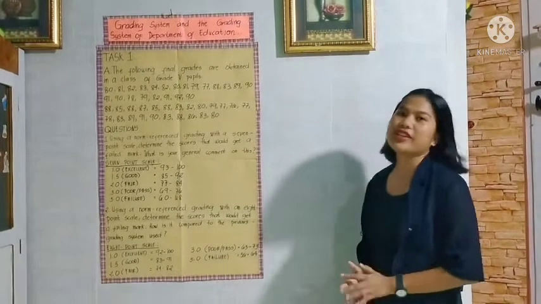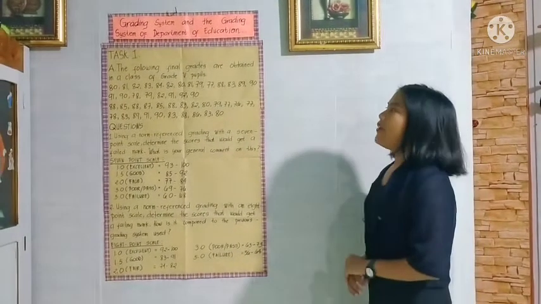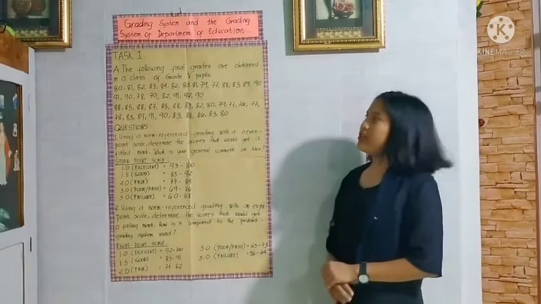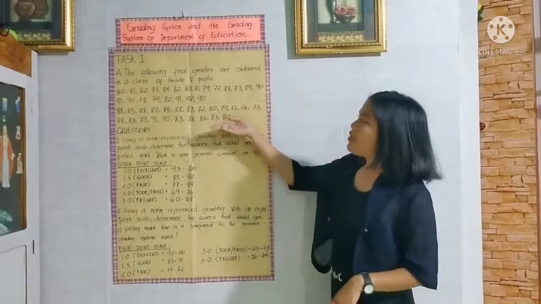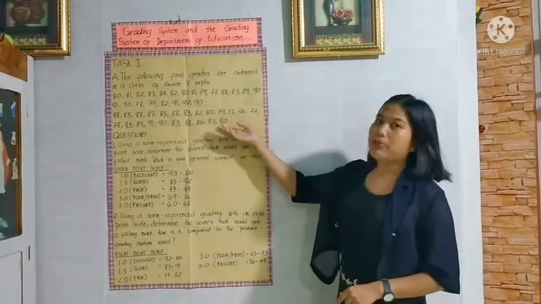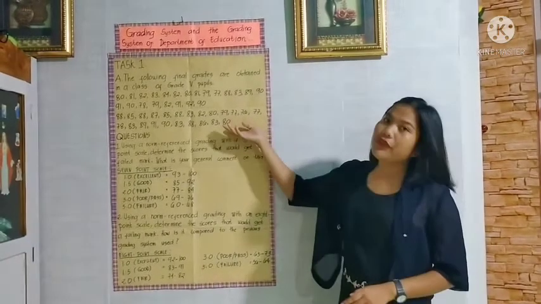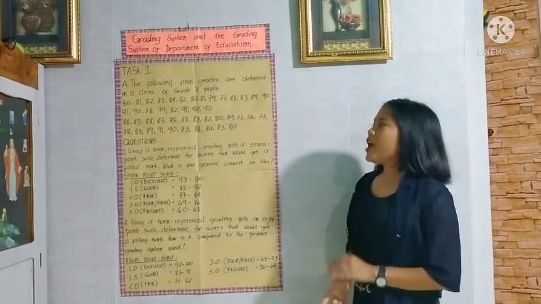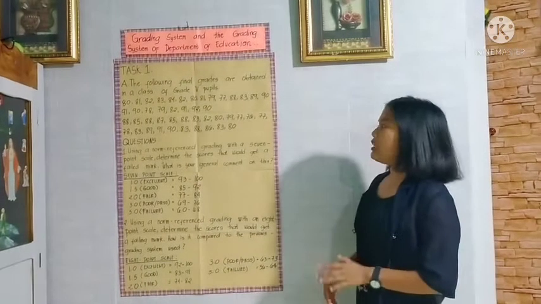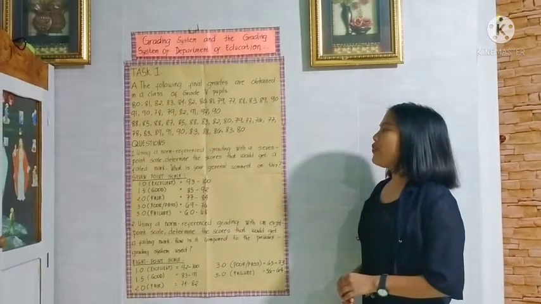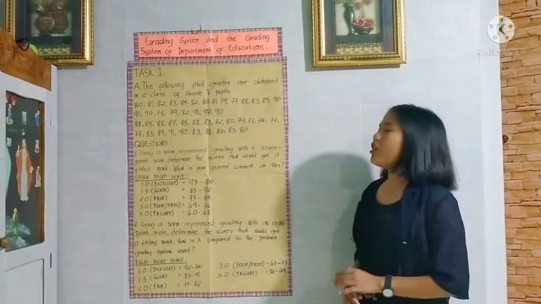So let's proceed to task 1. The following final grades are obtained in a class of grade 5 pupils. So these are the grades that are obtained in a class of grade 5 pupils, and there are 55 grades. The question is, using a non-reference grading with a 7-point scale, determine the scores that would get a failed mark. What is your general comment on this?